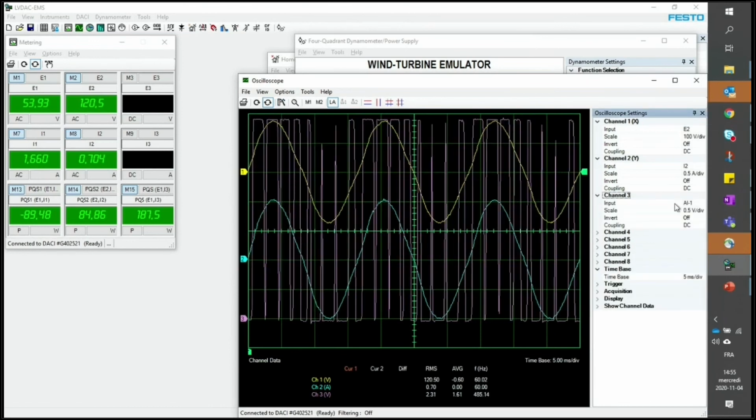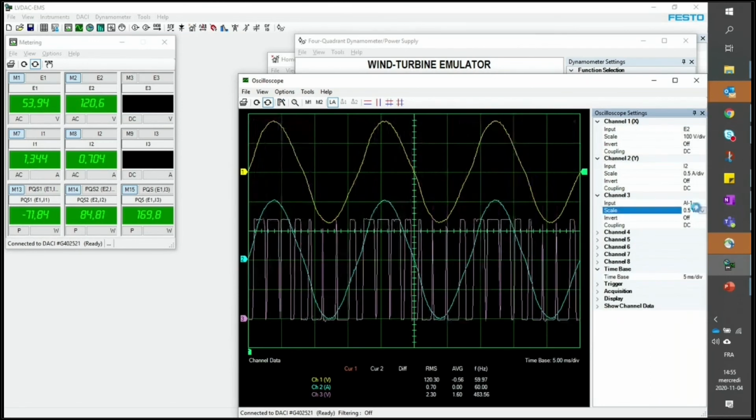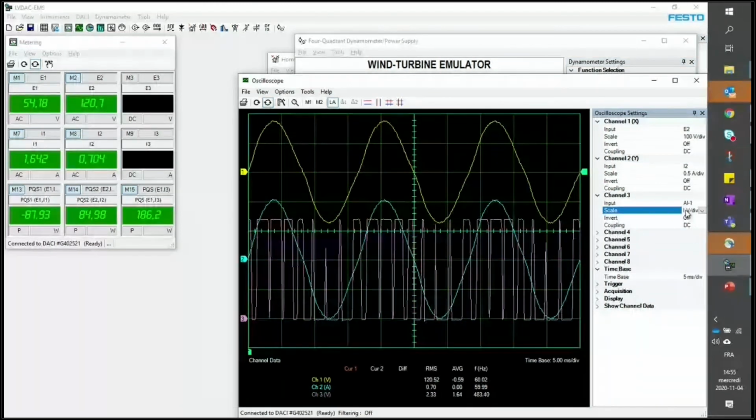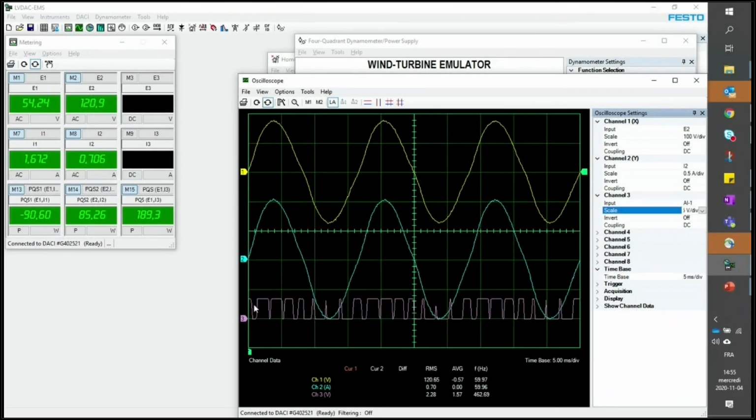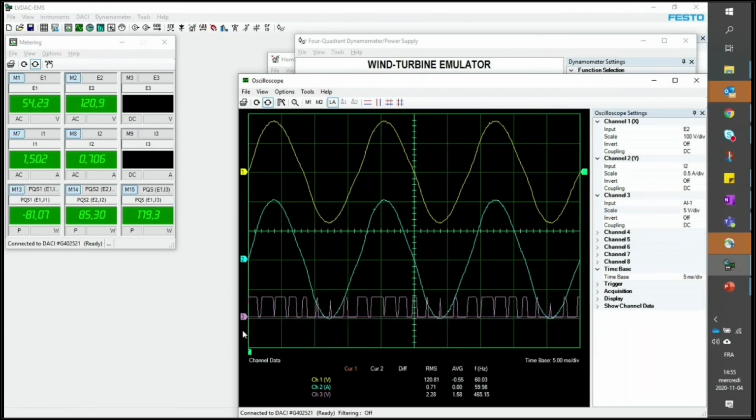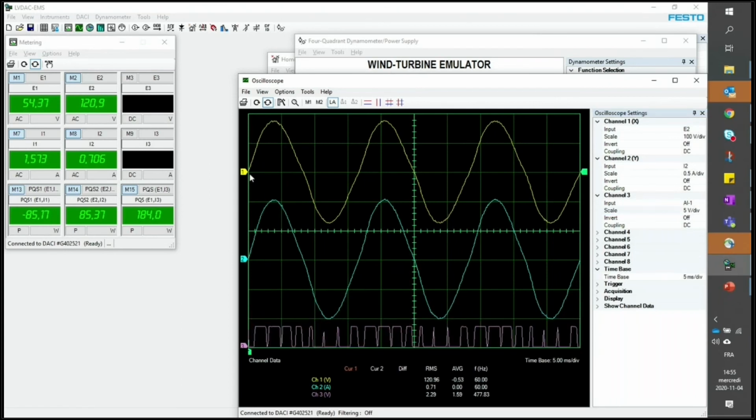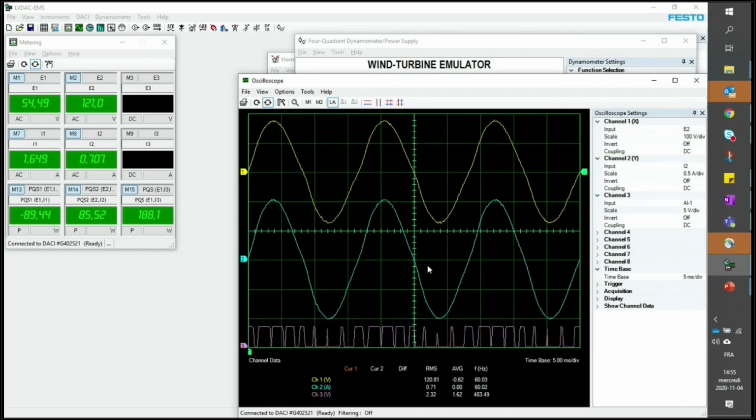And I will talk to you about what we see here. Okay, so what we see is the voltage and current at the load. So the output of our inverter, voltage in yellow, current in the blue.